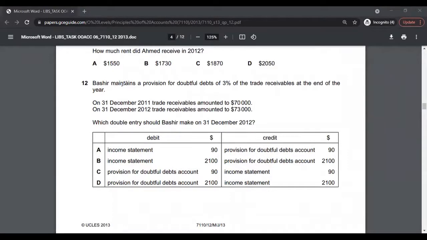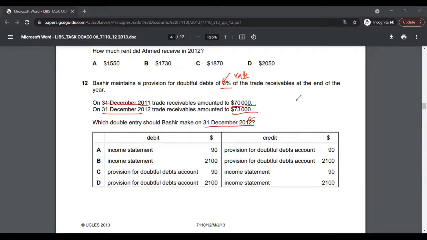Multiple choice 12. Bashir maintains a provision for doubtful debts of 3%. So that's the rate of provision on the trade receivables at the end of the year. On 31st December 2011, trade receivables amounted to 70,000. On 31st December 2012, trade receivables amounted to 73,000. Which double entry should Bashir make on 31st December 2012? So it's asking for the provision entry on 31st December 2012.